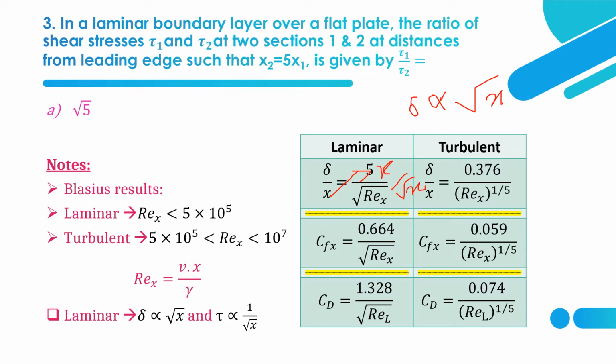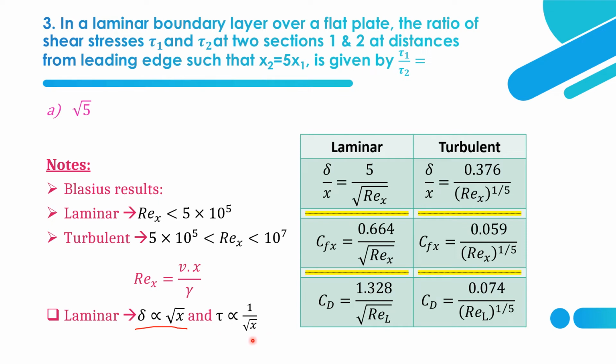I hope you got the point. So that's why del is directly proportional to root x in case of laminar flow. And it will be different in case of turbulent flow scenario. Here del by x is equal to 0.376 divided by Reynolds number power 1 by 5. So here the variation will be somewhat different when compared to laminar flow.